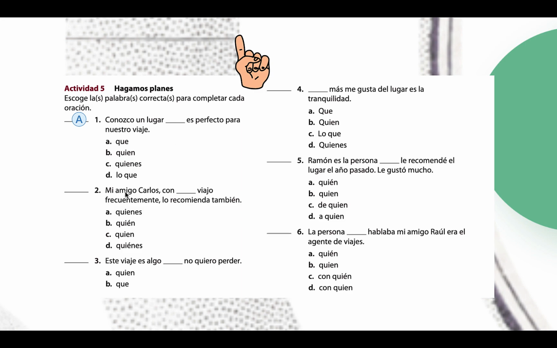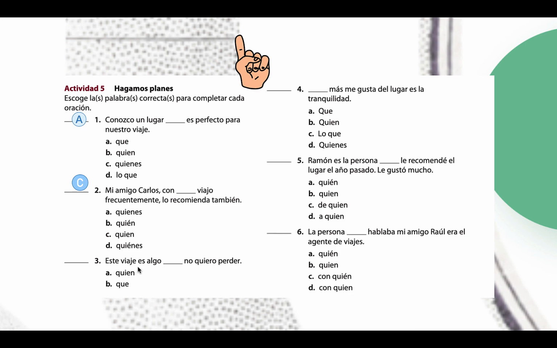Mi amigo, Carlos, there's a comma and then con, a preposition, and we are talking about a person, so you already know there are two clues here to tell you which one to choose. Now the question is, is it the one with an accent mark or without it? Remember, the one with accents are for questions or exclamations.